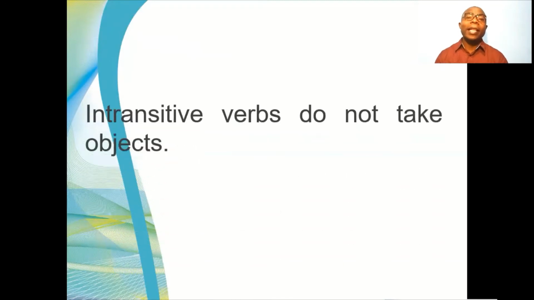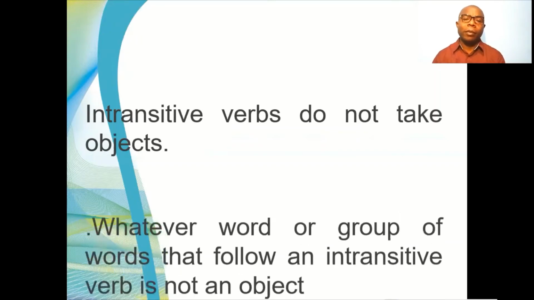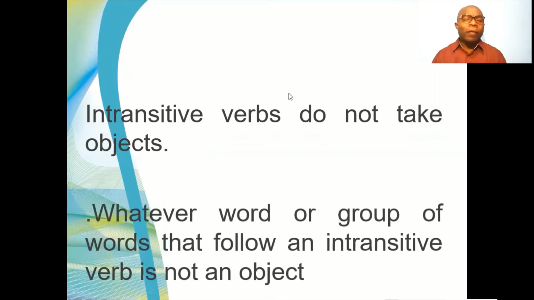And interestingly, on the other hand, intransitive verbs are the direct opposite of transitive verbs. They do not take objects at all. They can stand on their own and make sense, unlike transitive verbs. Now, whatever word or group of words follows an intransitive verb is not an object, because we have just learned that intransitive verbs do not take objects at all. But a period or a full stop does not come necessarily right after an intransitive verb. There could be other words or groups of words, but they are not objects.